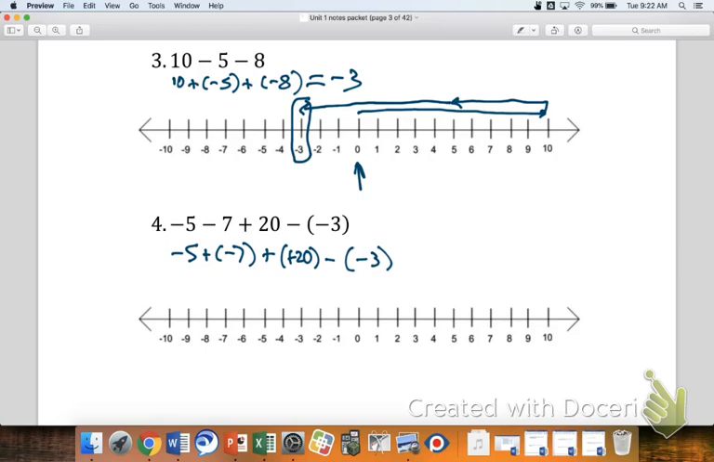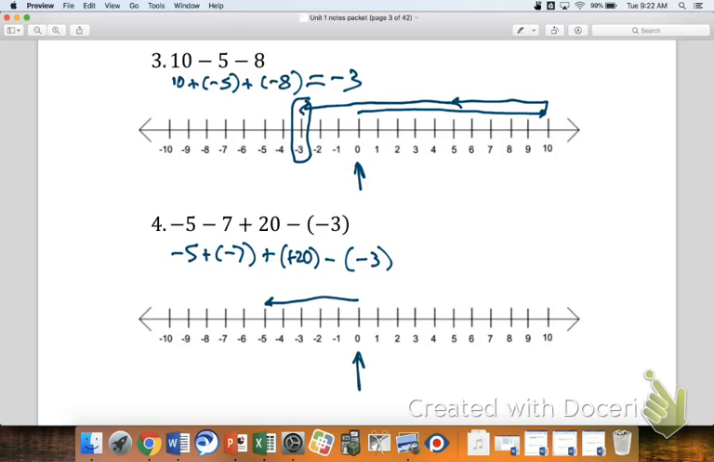All right. So then number 4, negative 5 plus negative 7. We always start at 0. What does negative 5 mean? Left 5. So we're going to go that way. Plus negative 7 means to go left 7. And think of the sign on the number as giving us a direction.